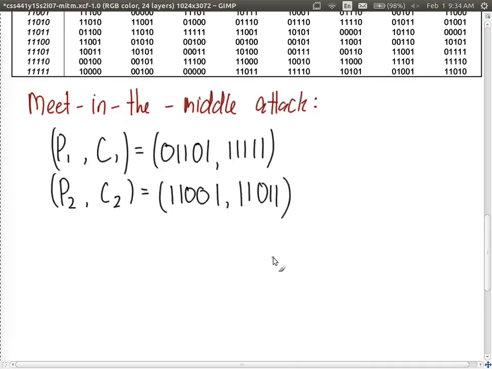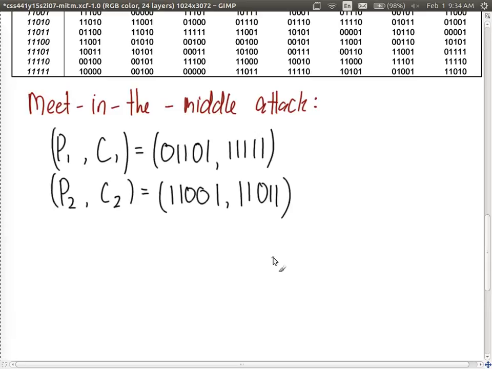What that means is that the attacker knows that when P1 is encrypted, we get C1, when we use keys K1 and K2, but we don't know the keys K1 and K2. The goal of the attack is to find the keys K1 and K2. They also know that, using those same two key values, encrypting the value of P2 gives C2. So this is learnt by the attacker in advance. They need this to be successful.